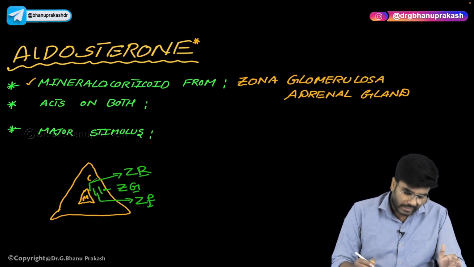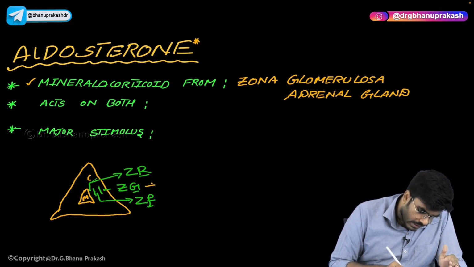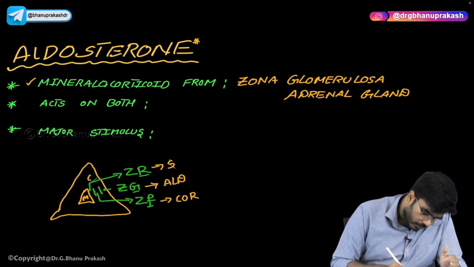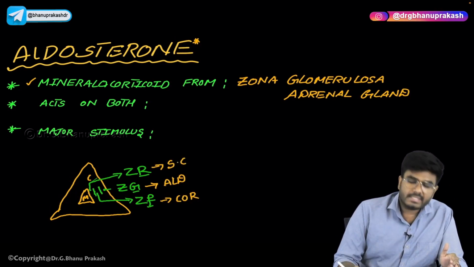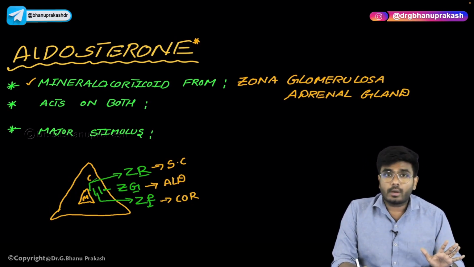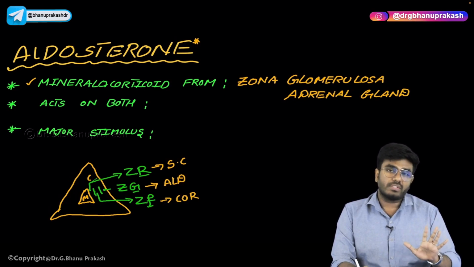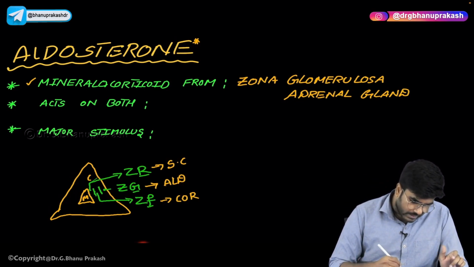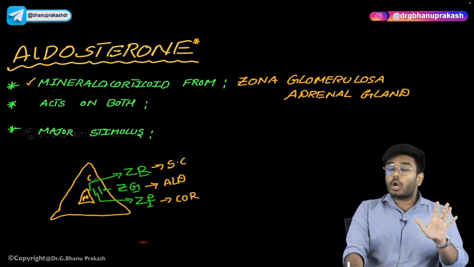Now in endocrine, we will study that the zona glomerulosa produces aldosterone, the zona fasciculata produces cortisol, and the zona reticularis produces sex corticoids. All three are steroid hormones, synthesized from cholesterol. So now our topic of concern is the mineralocorticoid aldosterone.